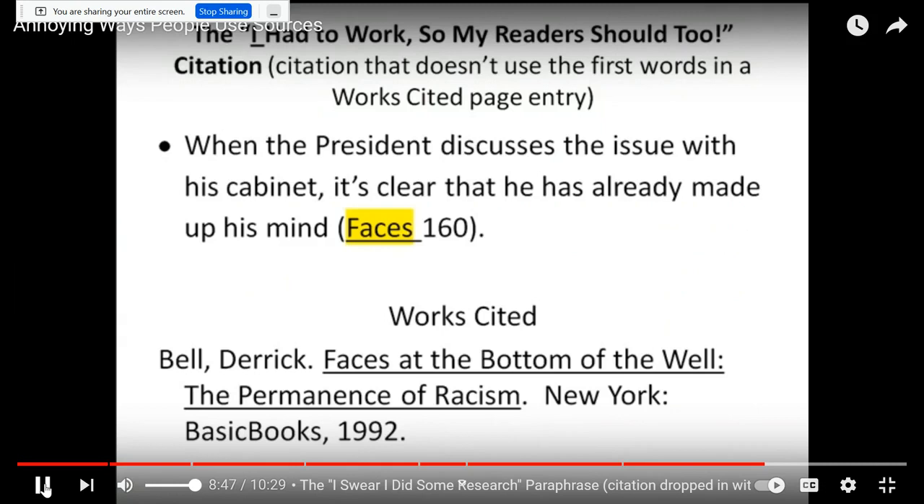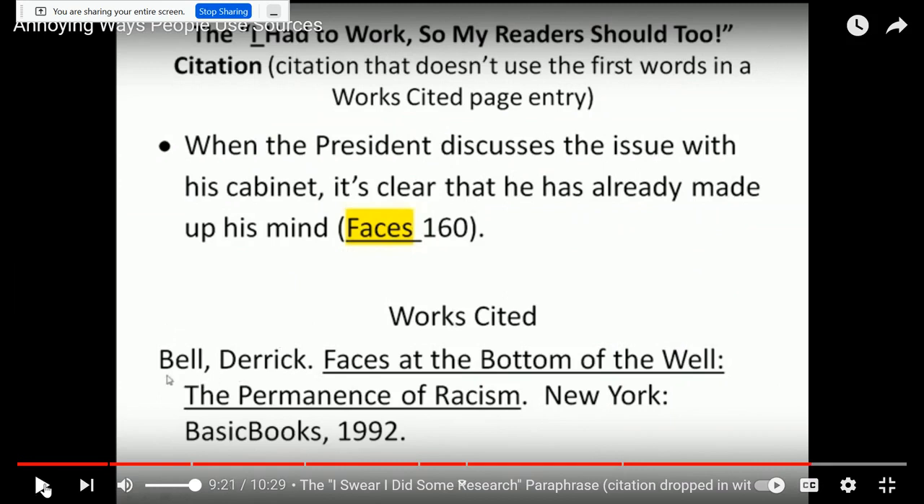When the president discusses the issue with his cabinet, it's clearly has already made up his mind. (Faces). This writer says, I'll just somehow mention the thing that I'm quoting from, and that'll be good enough. As long as I mention it, they'll be able to find it. Well, you're making work hard for us. The way that readers read citations is we look at this and we say Faces. Okay, I'm going to go to the F section of the works cited page and find it there. Works cited F section. Wait, there is no F section. I'm totally baffled. Well, that's because the first thing on the works cited list from this source is Bell.